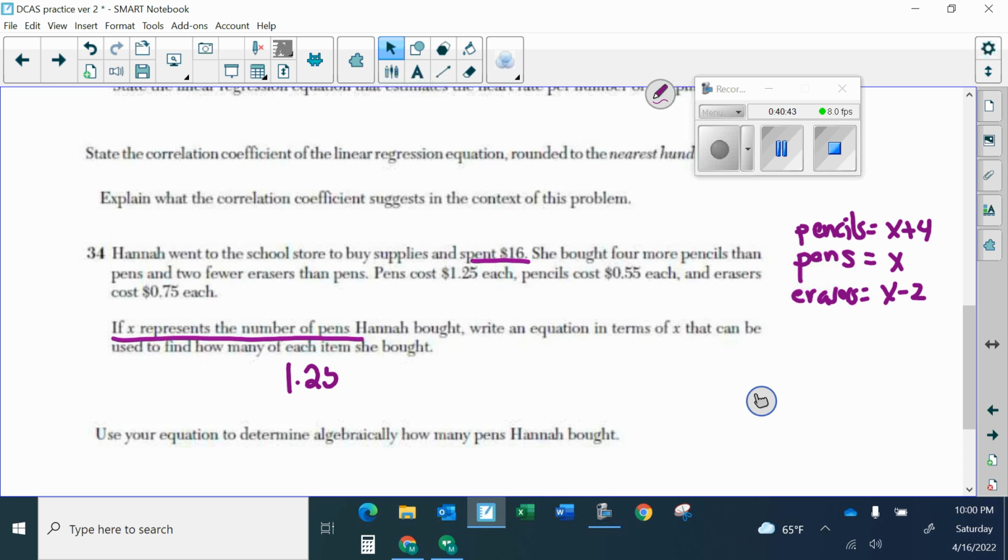So 1.25 times X plus each pencil 55 cents. So how many of those did she buy? X plus 4. And each eraser is 75 cents, 0.75. And how many did she buy of those? X minus 2. And the total amount she spent was $16. So there's your equation. And then it says to solve that algebraically to find out how many pens, which is the X value.